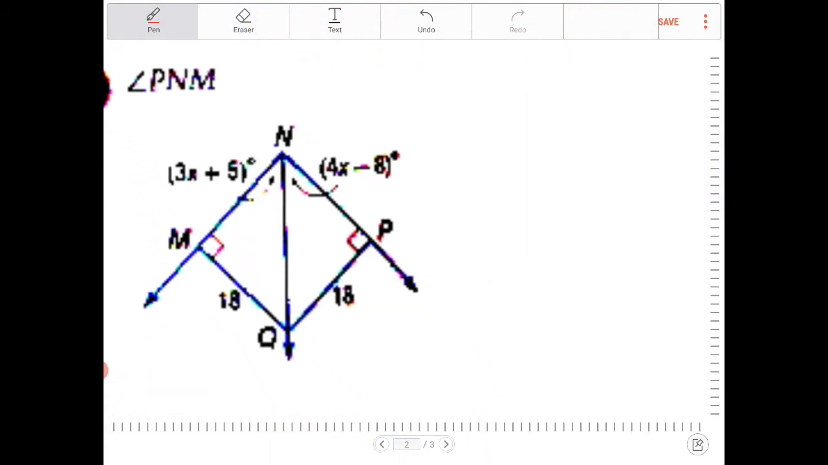Angle PNM. So angle PNM is going to be double one side of that angle. Both sides of that angle are supposed to be the same. So 3x plus 5 is equal to 4x minus 8. This is a diagram, again, portraying an angle bisector. I want to subtract 3x from both sides, add 8 to both sides, and I end up with x is equal to 13. Since x is equal to 13, I can then solve for the angle on one of the sides, and then I can double it to figure out what angle PNM is.